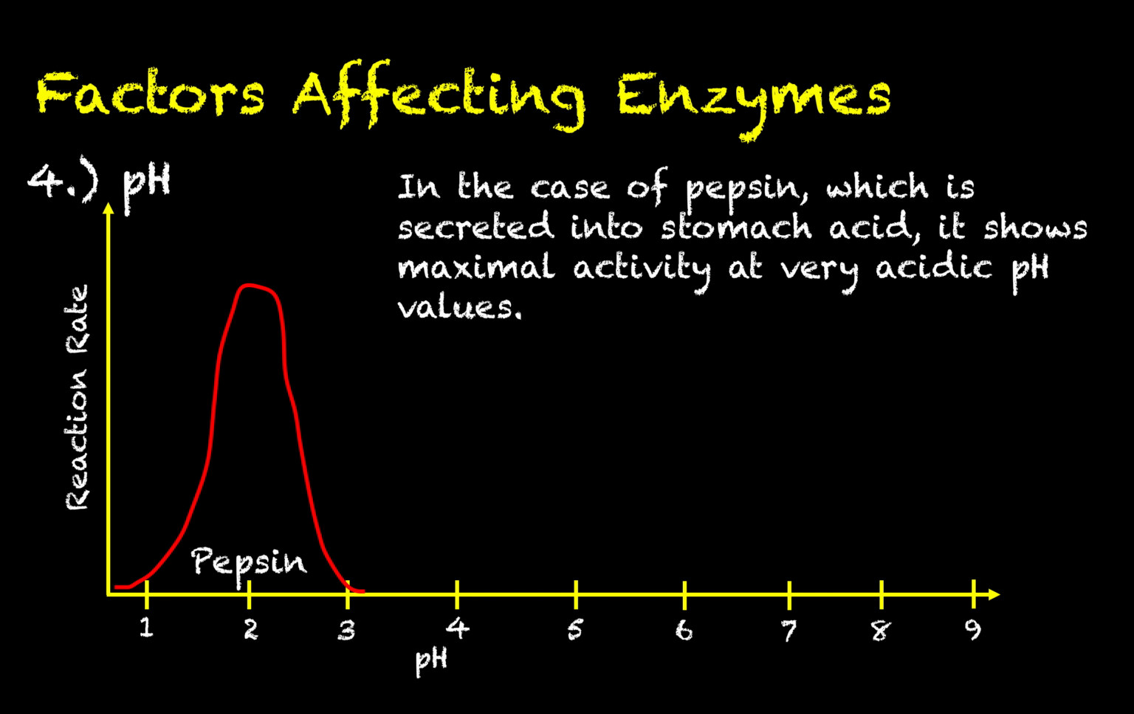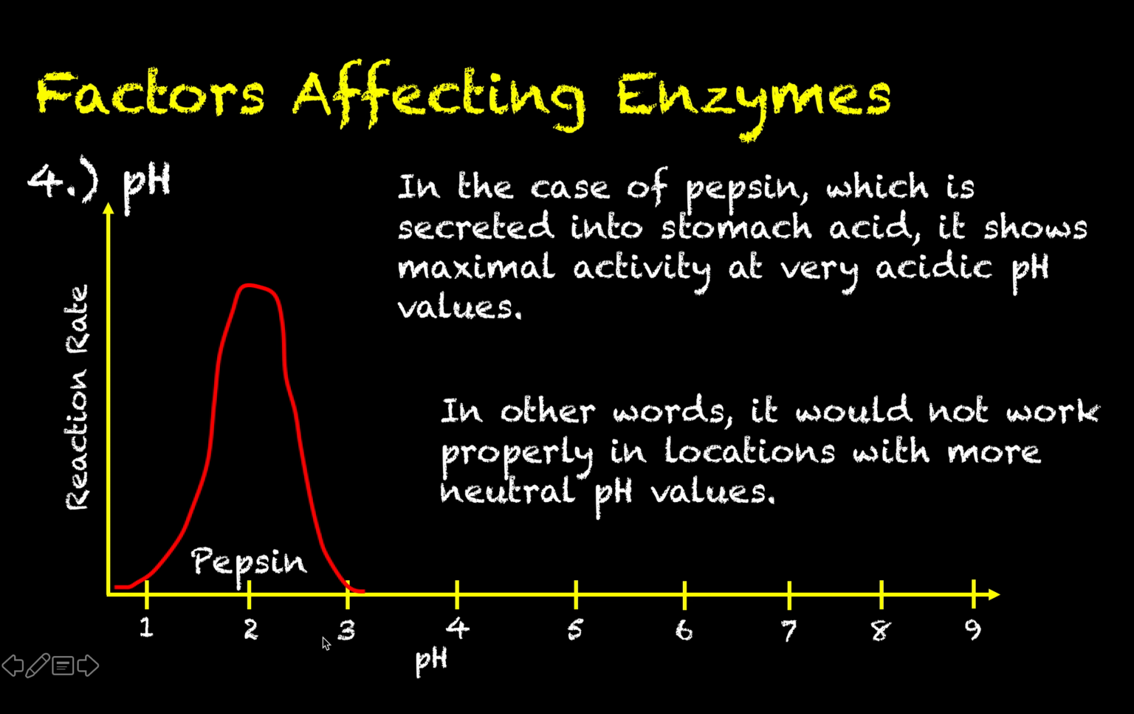Well, first let's look at this enzyme here called pepsin. Pepsin is a protease enzyme which helps to digest proteins into their constituent amino acids. Pepsin is secreted into stomach acid, so it shows its maximal activity at very acidic pH values. What this means is that pepsin will work very well in the stomach acid where it is usually found, but if we were to transfer pepsin into a more neutral pH environment like that of the blood plasma, it would not work very well because you can see here, even when the pH is still very acidic, at 4, for example, this pepsin is going to have very little activity.